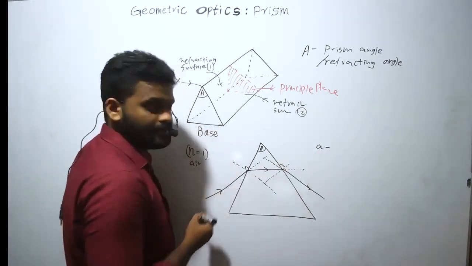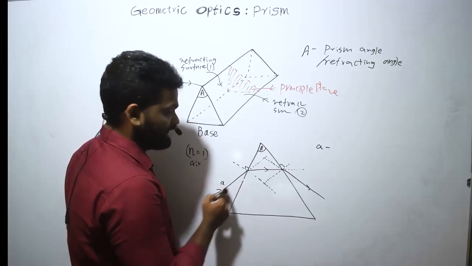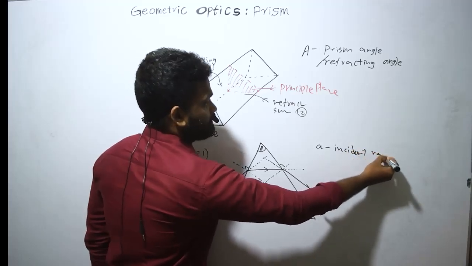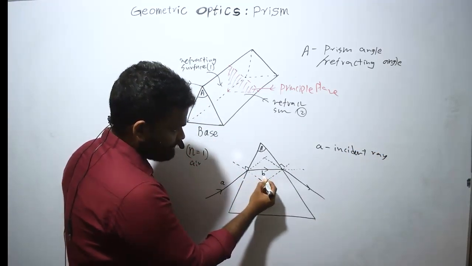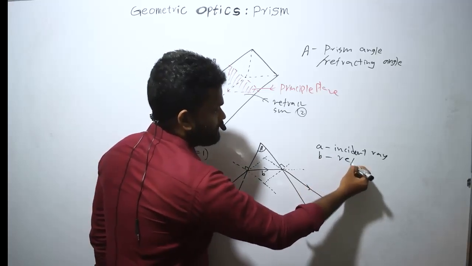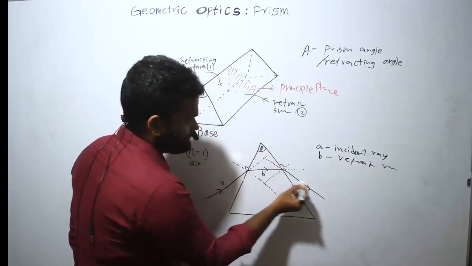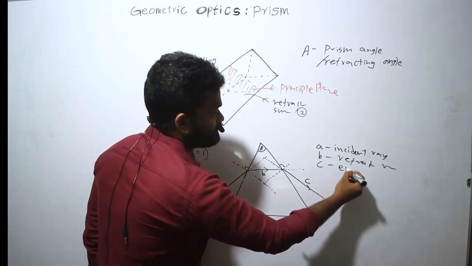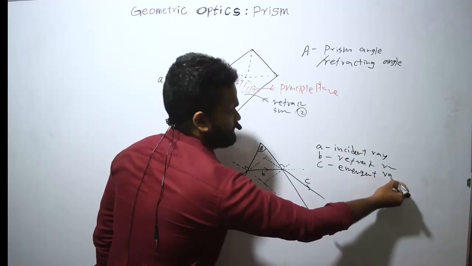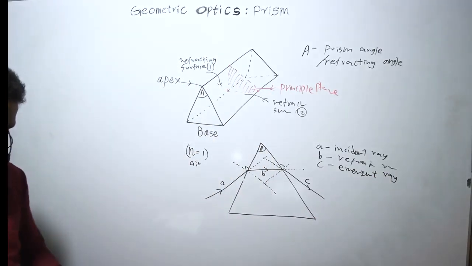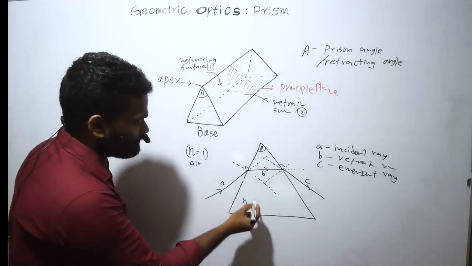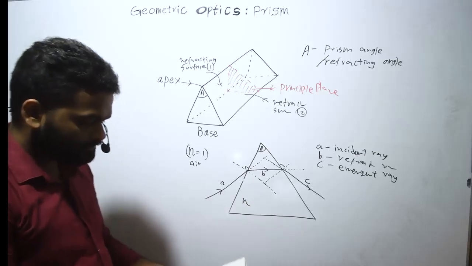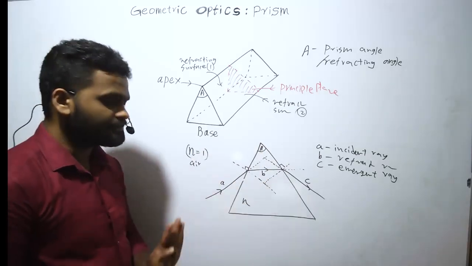So from the side, let's say this is angle A. These names are important, right? This ray is called the incident ray. Then we have this ray, which we call the refracted ray. Then this ray is emerging out of the prism, so it is called the emergent ray. This letter mu is the refractive index of the glass, right? Mu. I think you need to complete this.